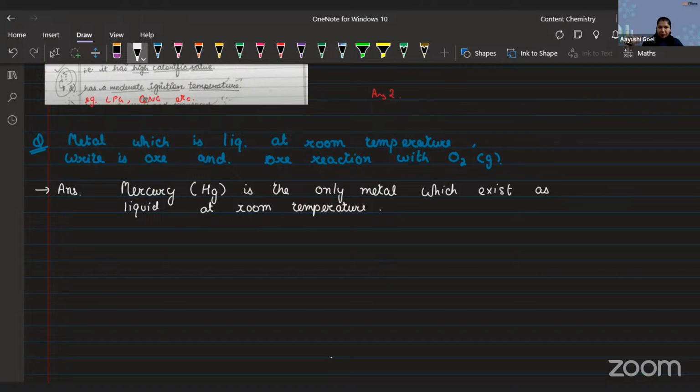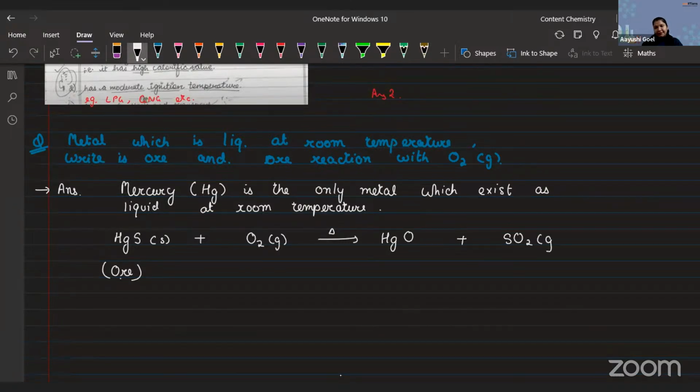Now I don't know its ore, but if you know any compound of mercury that will act as its ore, you can use it. Let's say I know the formula mercury sulfide, because I know what will happen when sulfide reacts with oxygen. So I'll write HgS is solid, and I can write ore here. It reacts with oxygen gas on heating. In that process, it will give you mercury oxide plus sulfur dioxide gas. Simple, sober answer.